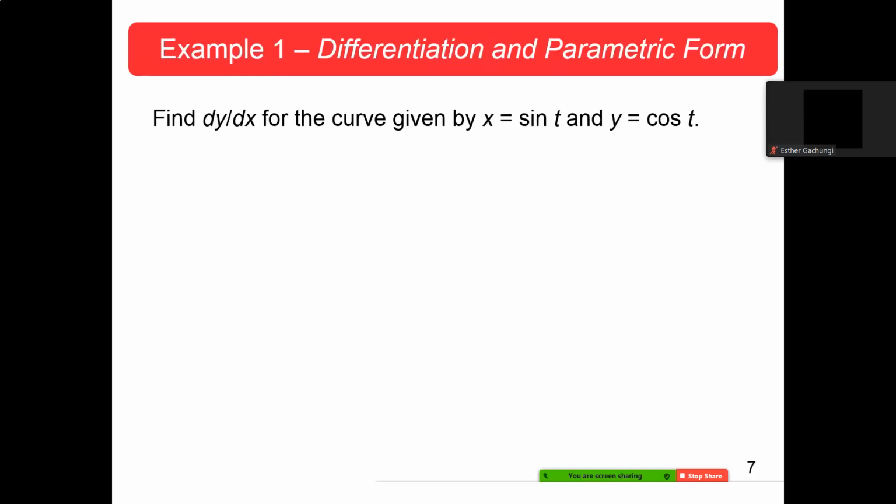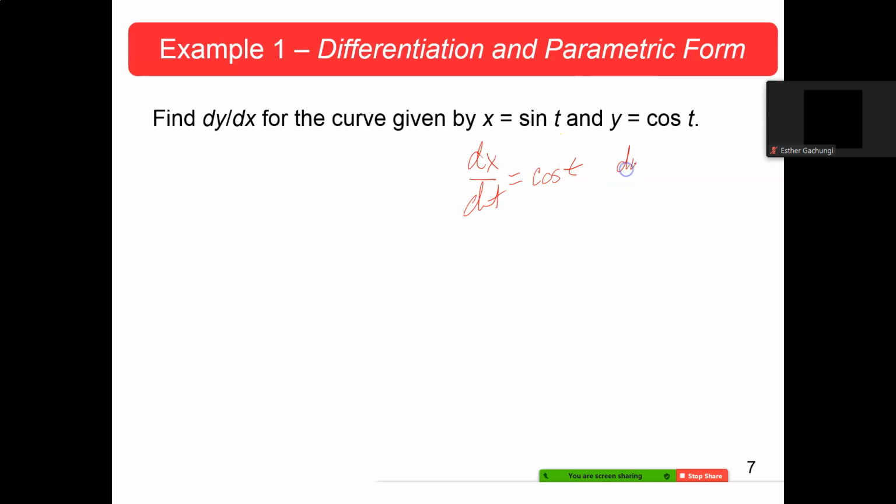So let's do what they said. Find dy dx for the curve given by this set of equations. What we just learned was, let's do dx dt. Can anyone tell me what that is? If x is sine t, what's dx dt? Cosine t. Derivative of sine is cosine.